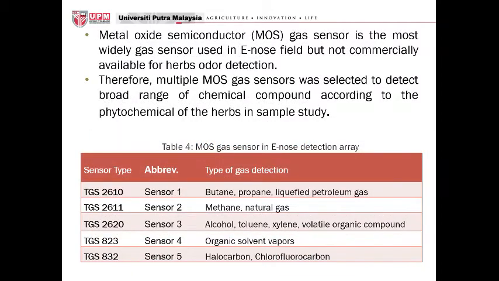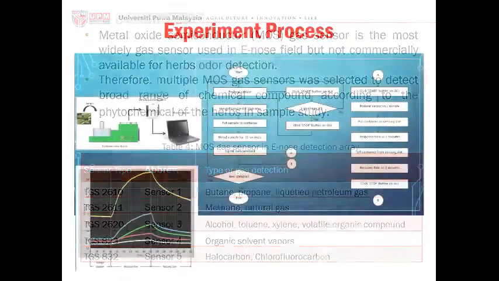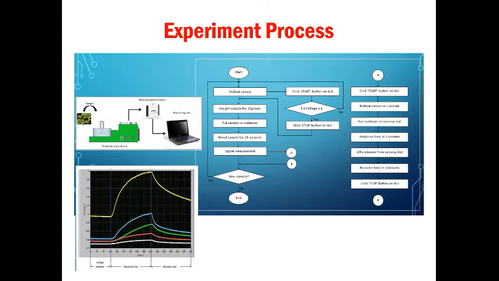Metal oxide gas sensors are the most widely used in the e-nose field, but not commercially available for herbs odor detection. Therefore, in this study, we need multiple gas sensors to detect a broad range of chemical compounds according to the phytochemicals of the herbs in the sample study. So for this project, we select 5 gas sensors for the INOS detection array. The figure shows the complete configuration for INOS before we start the data collection.